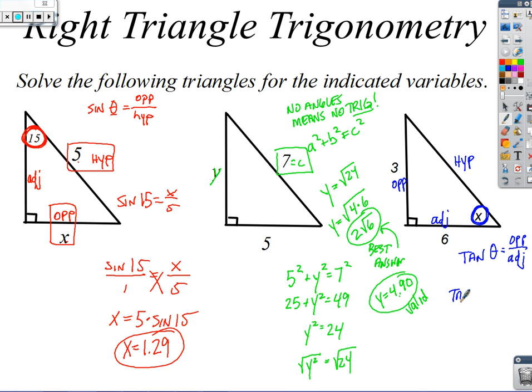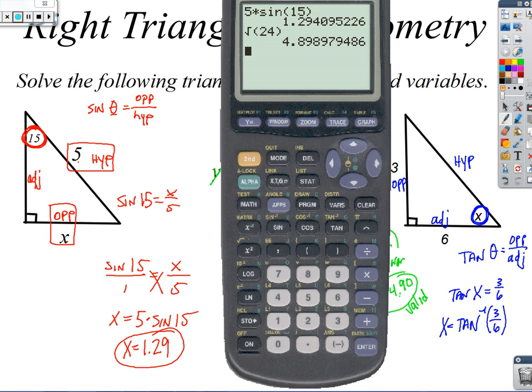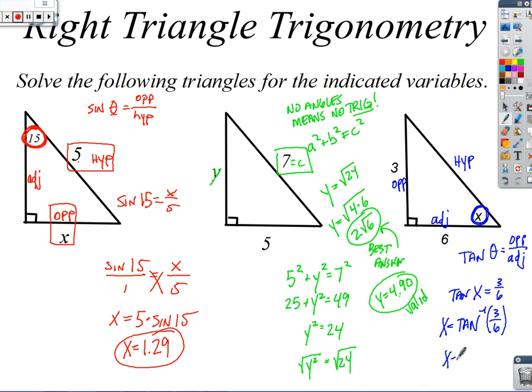Therefore, tangent of x equals 3 over 6. Now, if I'm looking for the tangent of an angle, I'm looking for the angle. That's where inverse tangent or second tangent comes into play. Only when you're looking for an angle do you need to use the inverse of a trig ratio. So second tangent gives me the inverse of tangent. 3 over 6, enter. And I get my degree measure, which is 26.6. So x equals 26.6 degrees.